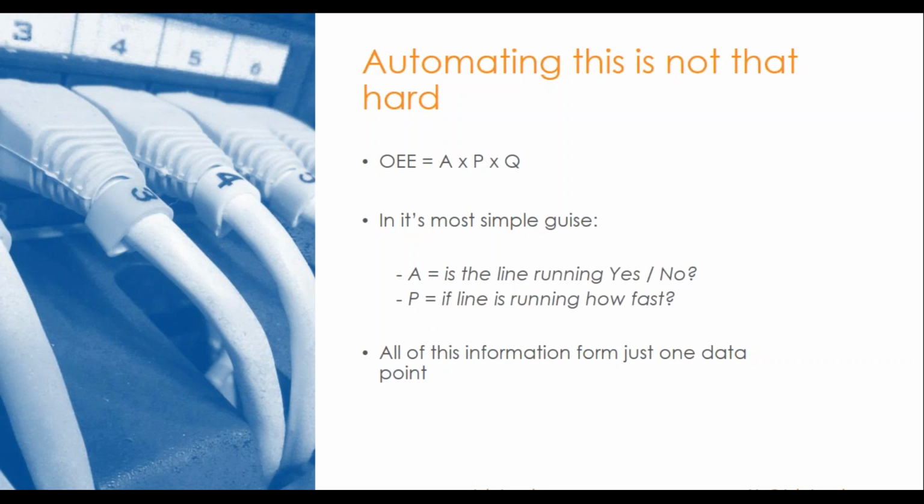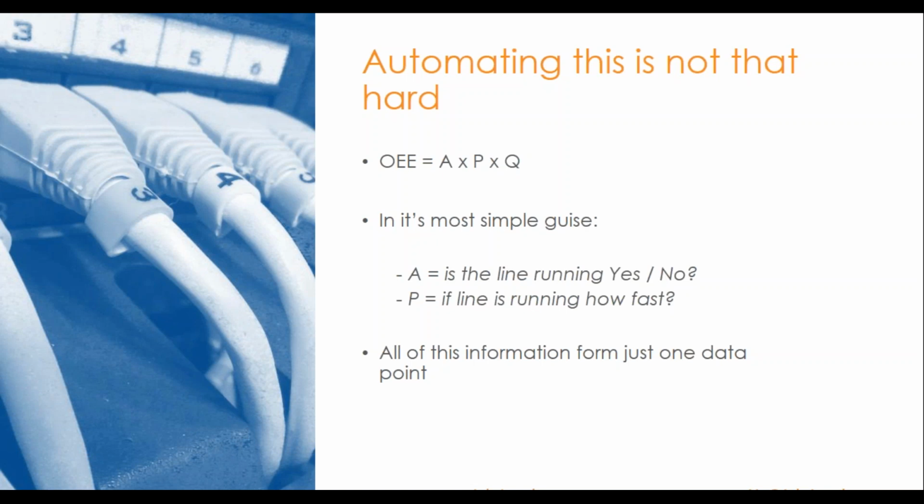In its most simple guise, availability essentially is: is the line running, yes or no? From an engineering or software point of view, it's a Boolean answer. It's a 1 or a 0, it's on or it's off. Is the line running, yes or no? Performance: if the line is running, how fast is the line running? And all of this information you can get just from one single data point.